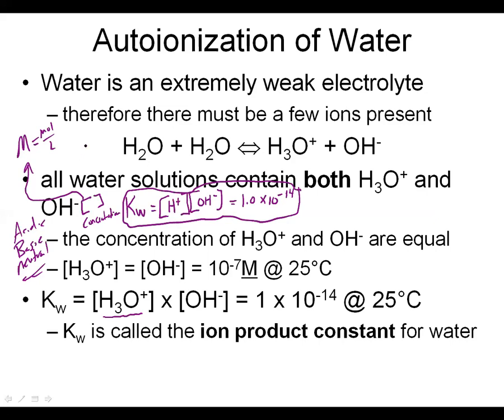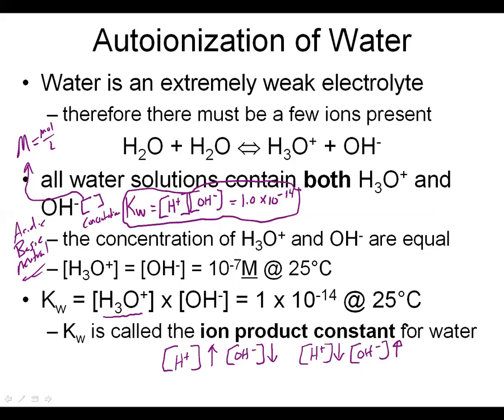And a very important relationship that we have between H plus and OH minus is that as the concentration of H plus goes up, the concentration of OH minus will go down. So they're inversely related to each other. One goes up, one goes down, and vice versa. Obviously, if the H plus concentration goes down, the OH minus concentration will go up.